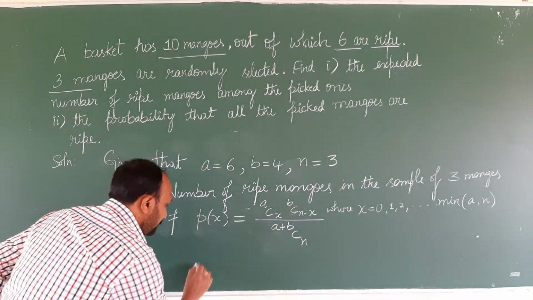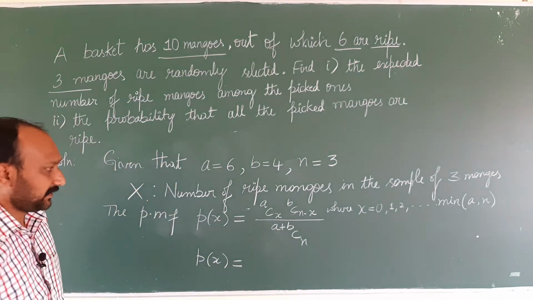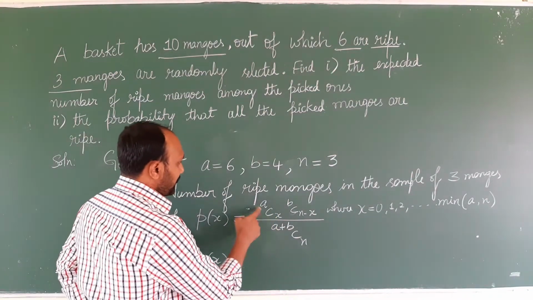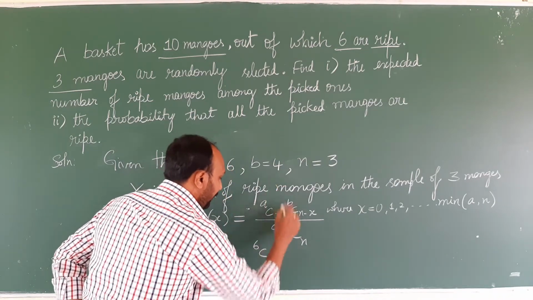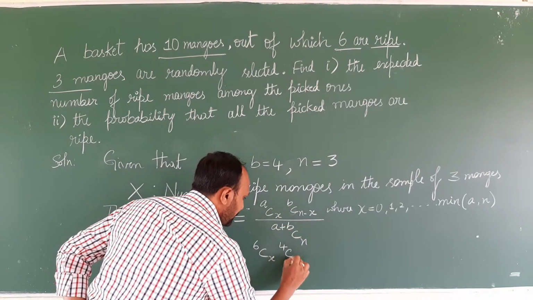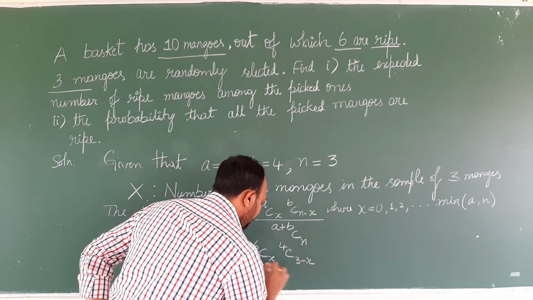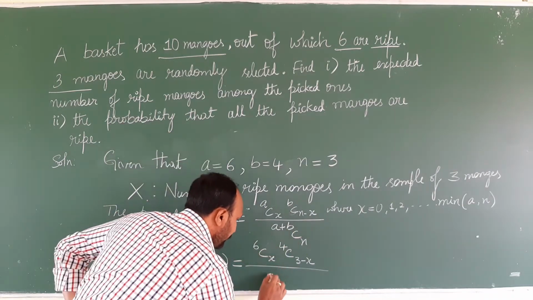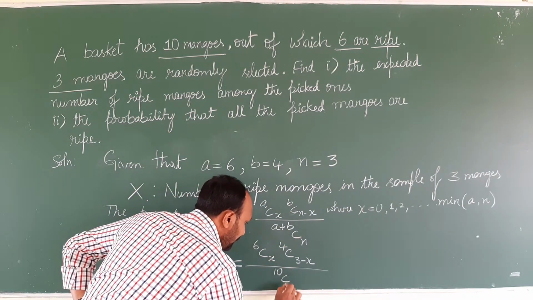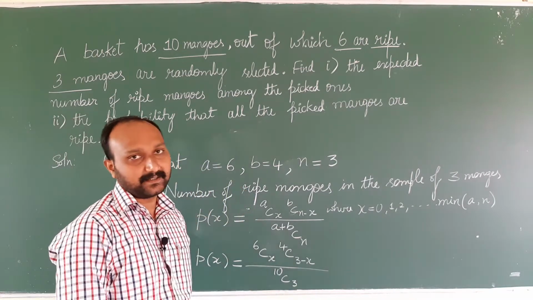Then what about the customized version for our problem? P of x is equal to ACx. What is the A value? 6Cx. B value is 4, C(n minus x), n is 3, so C(3 minus x), divided by A plus B, that is 6 plus 4 is 10, 10C n, the size of the sample is 3, so 10C3.